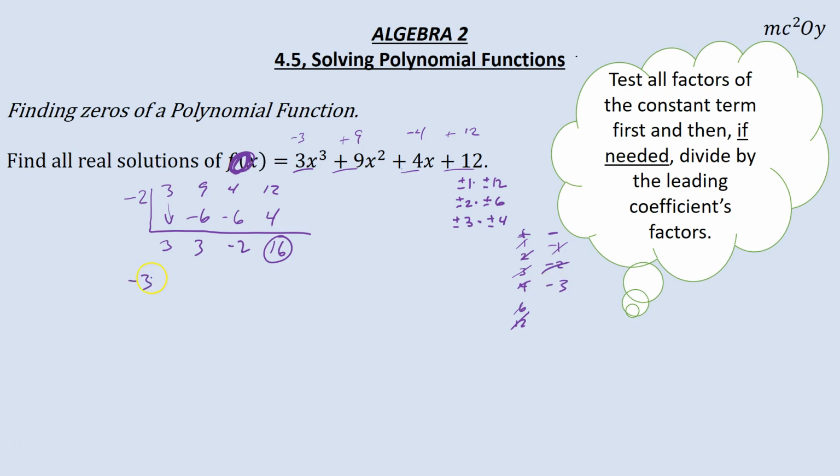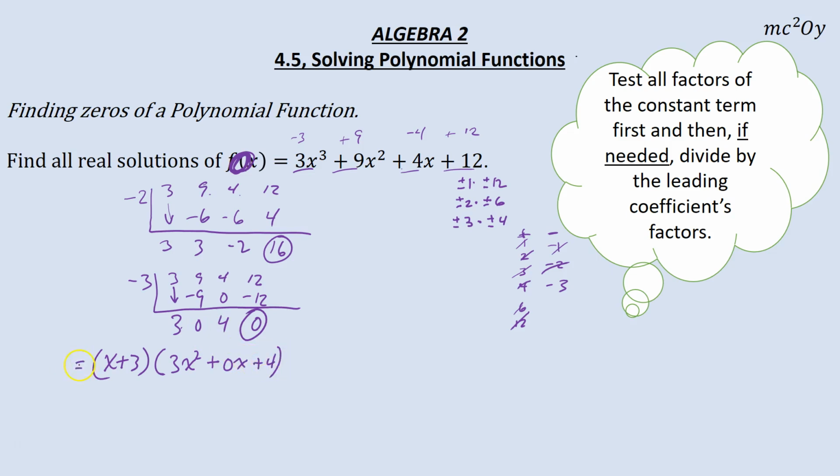Let's try -3. All right, -3. Test them again. 3, 9, 4, 12. Okay, drop that 3 down. 3, -9, 0, 0, 4, and hey, there's one that works. I get a remainder of 0. So that means x plus 3, that's how we get the -3, times 3x squared plus 0x plus 4, and that is equal to 0. So this whole thing has factored to that.